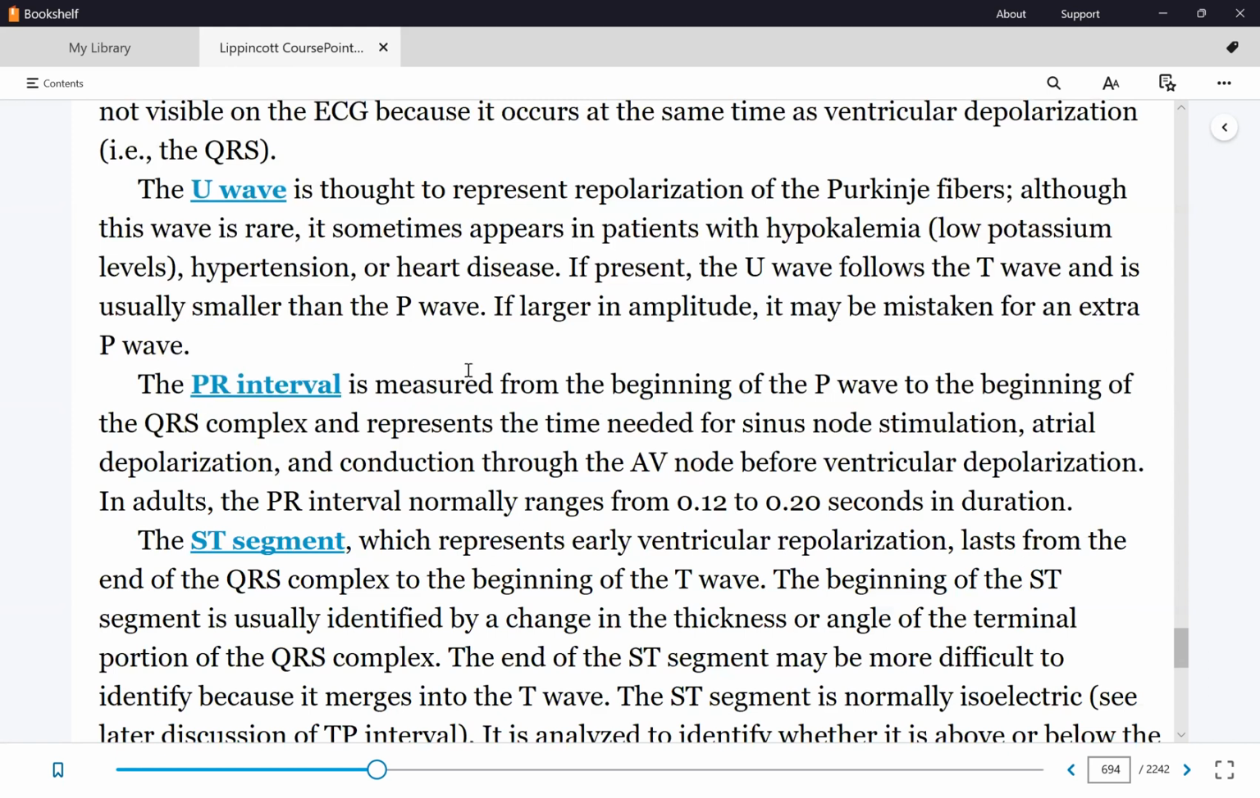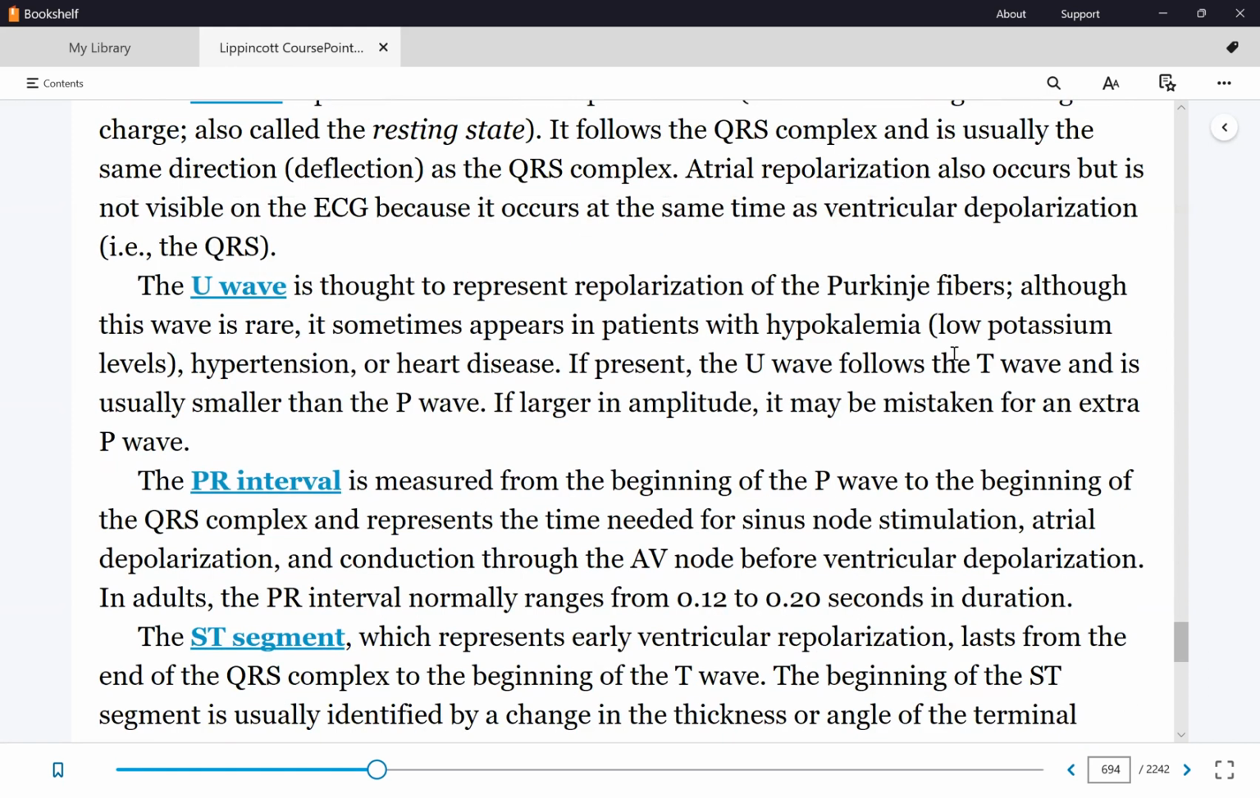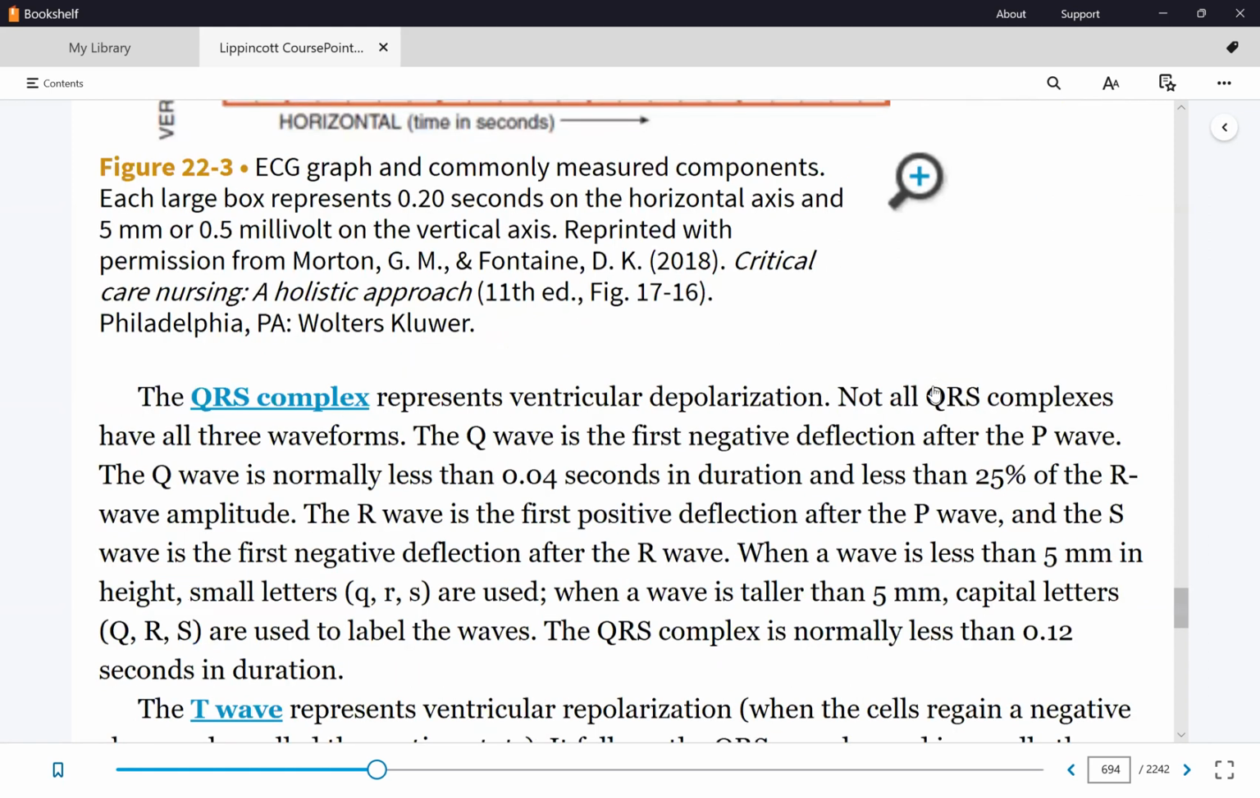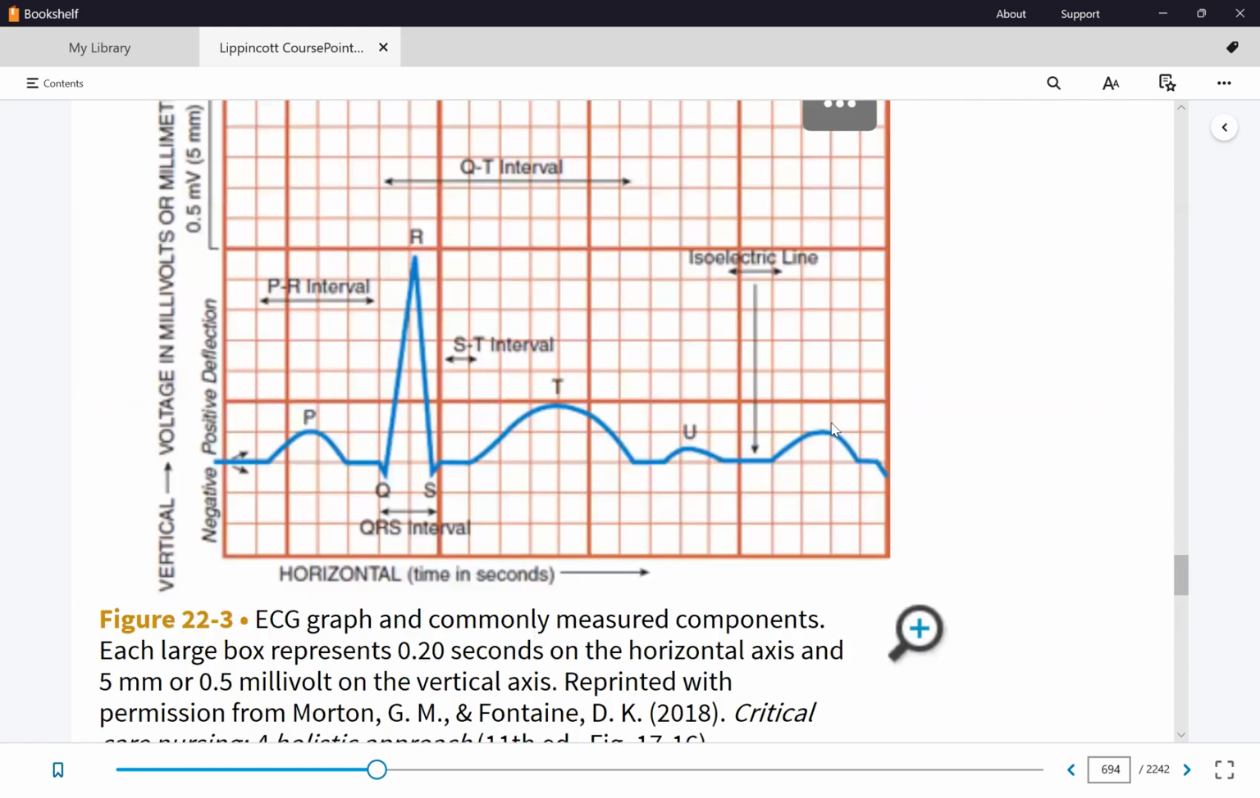The U wave is not really there all the time. I personally have never seen a U wave. Sometimes it's there, most of the time it's not. This is the wave found in hypokalemia, usually potassium imbalances. In hyperkalemia, we see tall peaked T waves. But this U wave, I've never seen it, honestly. I just see a PQRST, but I don't see a U wave.